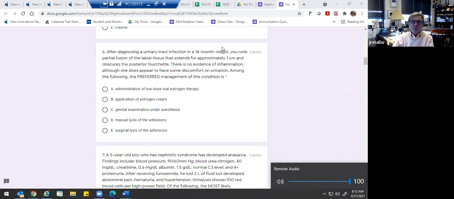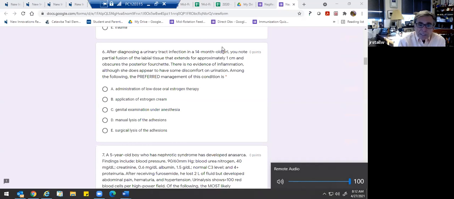Now, if they had put steroid cream down there, I'd have had a little trouble, because you can use some steroid cream and estrogen cream. That would have been hard for me the way that went. But the fact that it's not down there makes it a moot point. So the answer is B, application of the estrogen cream.